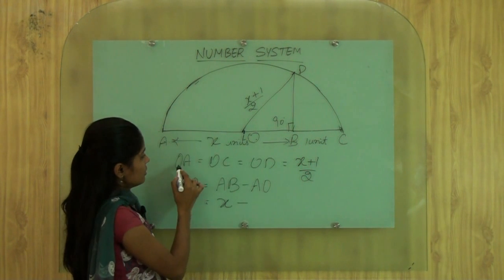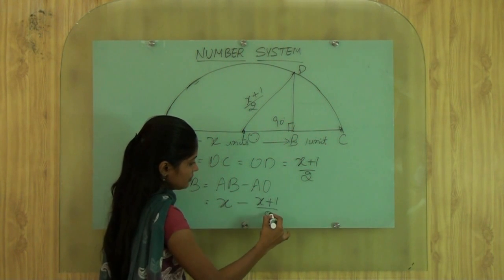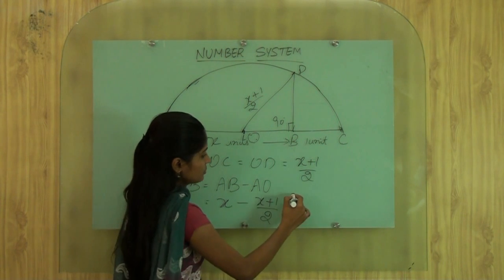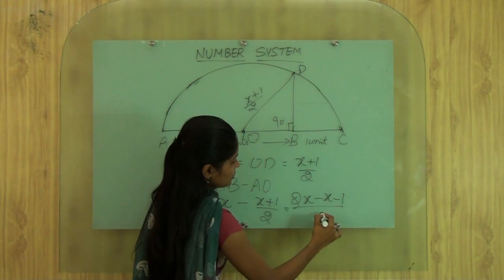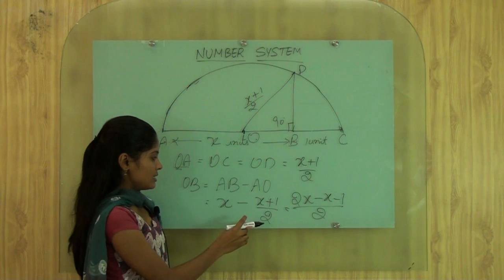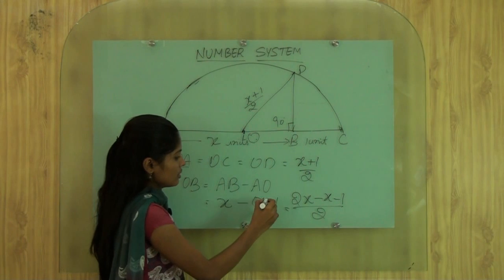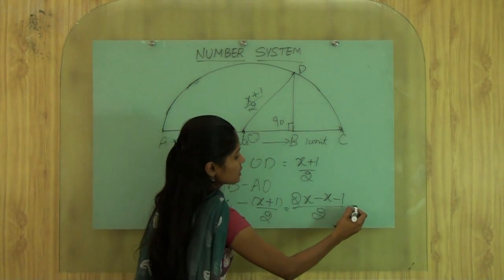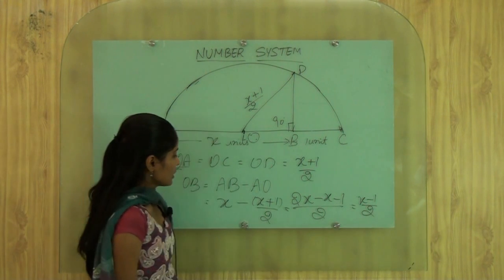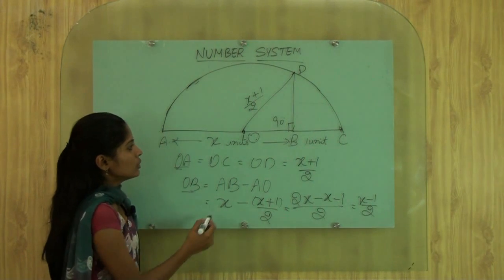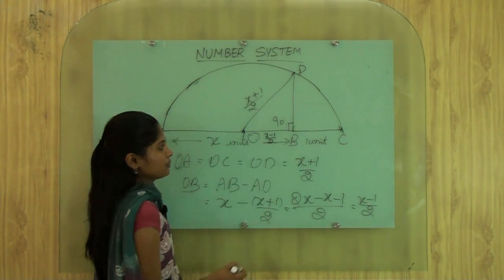AO is x plus 1 by 2. So the value became 2x minus x minus 1 by 2. If we take 2 as an LCM, that is 2 into x is 2x minus x minus 1 by 2, which is equal to x minus 1 by 2. So we have got the OB value. OB value is how much? x minus 1 by 2.